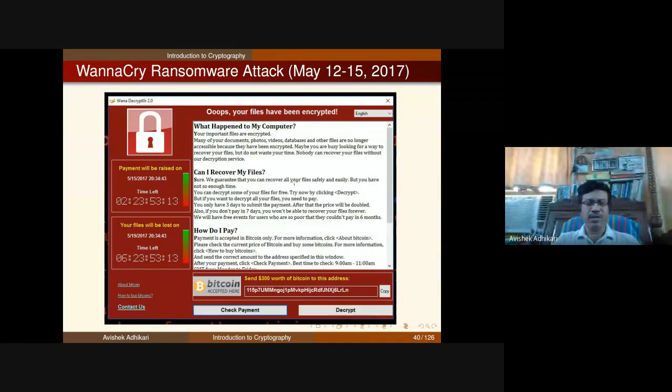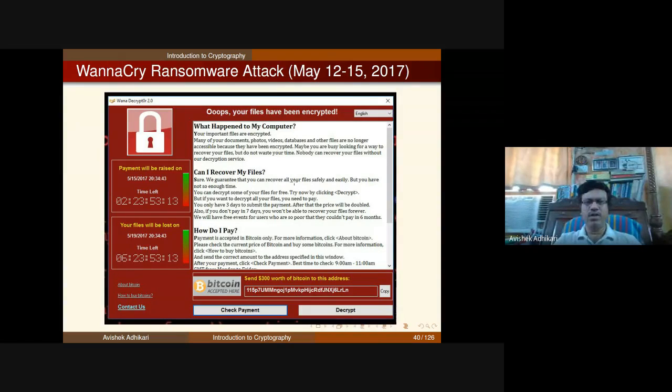It was just 1 month back. Haldiram's main server was attacked with this WannaCry ransomware attack, and they were claiming around 7.5 lakh rupees to get the key back. Now think about some multinational company.